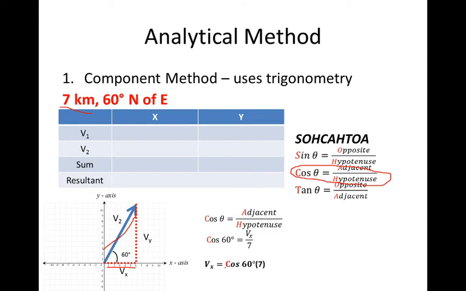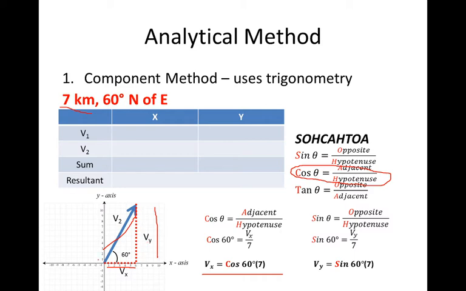And then rearranging the equation, we have Vx is equal to cosine 60 times 7. If we also want to determine the y component, this side right here is opposite to the angle, and we are given the hypotenuse. So opposite to the angle and hypotenuse, we will use sine in our SOHCAHTOA. So sine theta equals opposite over hypotenuse, and we have sine 60 degrees equals our opposite, which is Vy, over our hypotenuse, which is 7. So rearranging it, Vy equals sine 60 degrees times 7.